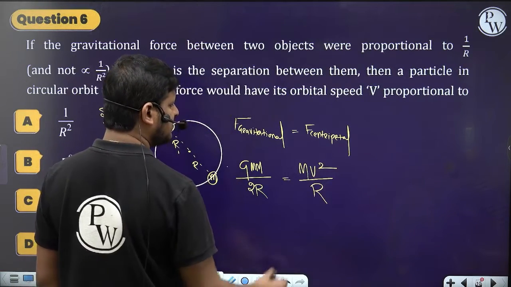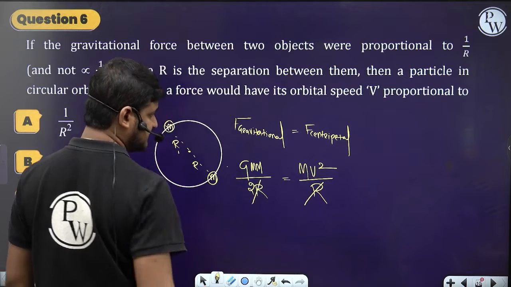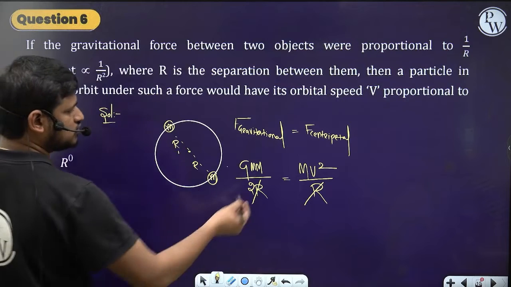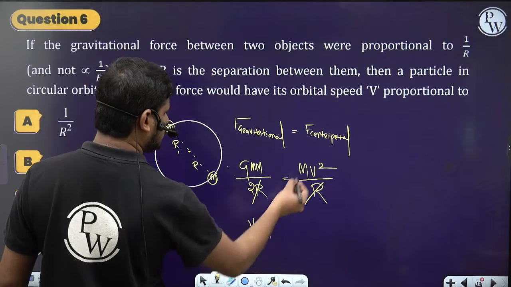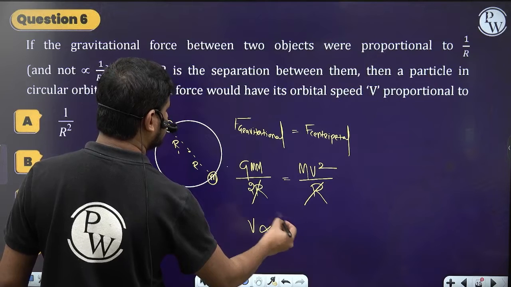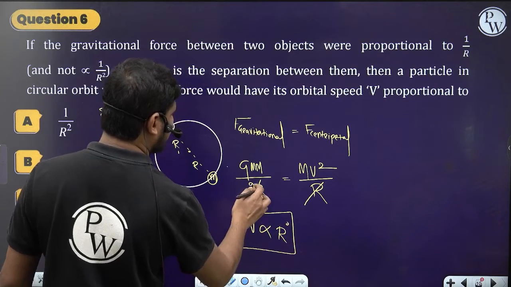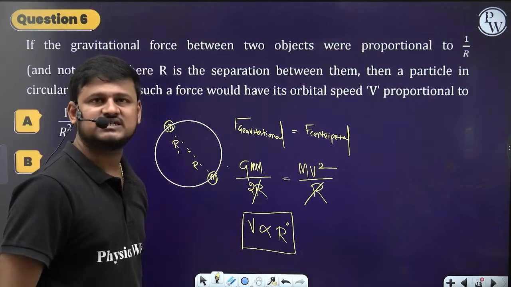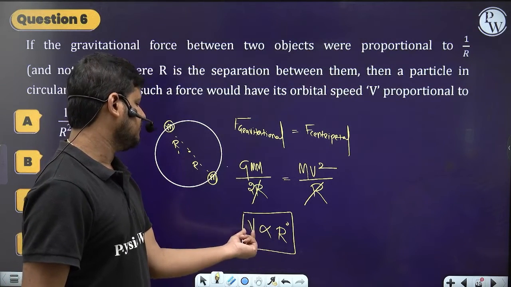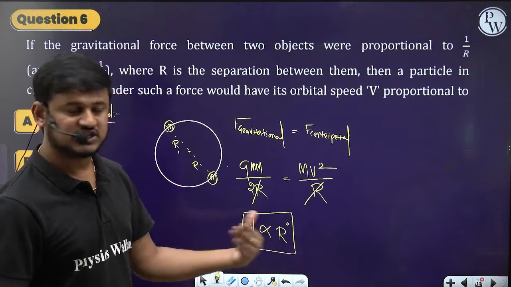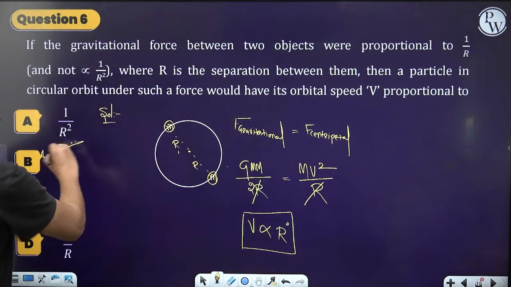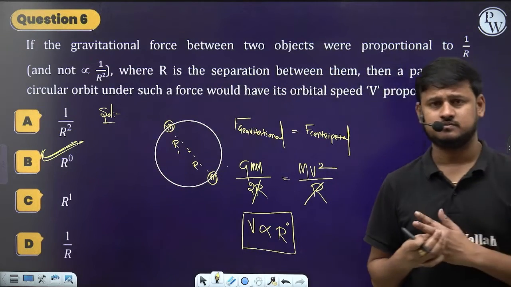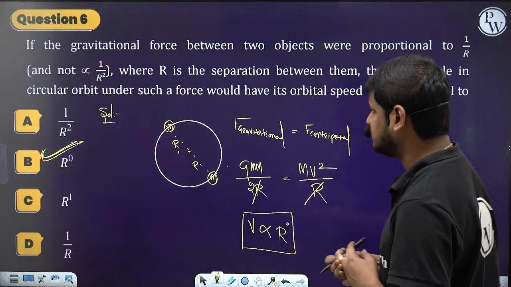Right? So from here r gets cancelled. They are asking how the velocity is proportional to r. So the velocity is proportional to r to the power 0. There is no r term, right? If it were r square, there might be some r term, but here r and r get cancelled. So there is no r term. So v is proportional to r to the power 0, which is nothing but 1. So option B is the correct answer. Done? These are all simple questions. Done, guys? Chal, let's move further.